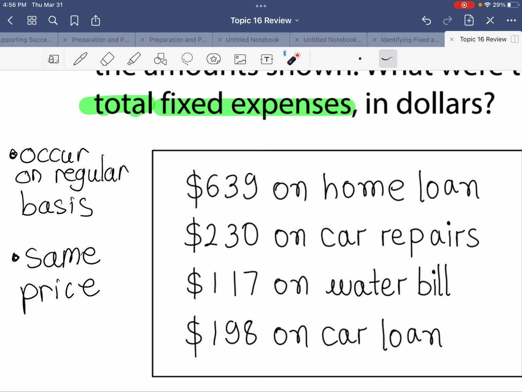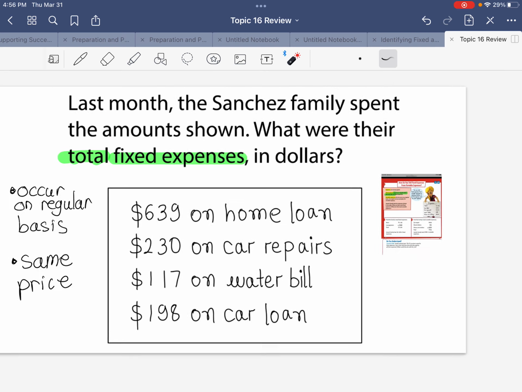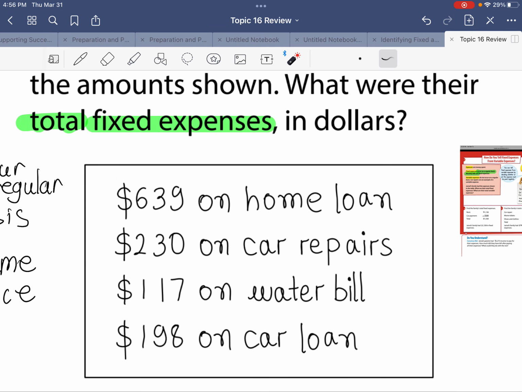Okay. So fixed expenses occur on a regular basis. So that means every month it occurs on the same day and it's always the same price. So let's look here. A home loan. Okay, so a home loan is like a home payment, like a house payment. Your parents pay the house every month, the same day, and it's always the same price. So this one is a fixed expense. Okay, car repairs. Well, think, does your parents' car break down every month on the same day? No, it doesn't. So this one is a variable.